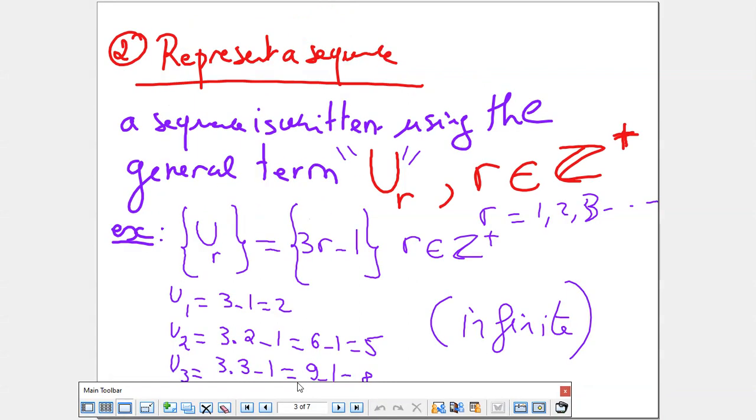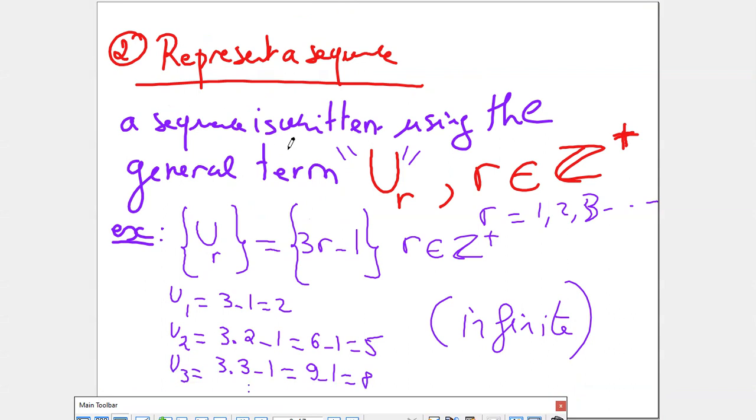Let's continue. Now, how do we represent a sequence? A sequence is written using the general term Ur, or sometimes, guys, you can also see in some books Un, or Vn, or An. It's not all the time the same letter, or Ur, Vr, Ar, Br, with r belongs to Z plus. So all the time we start with the first term at r equal to 1. Just in case they mention that the first term is U0, we will use U0. But in general, we use the first term as U1.